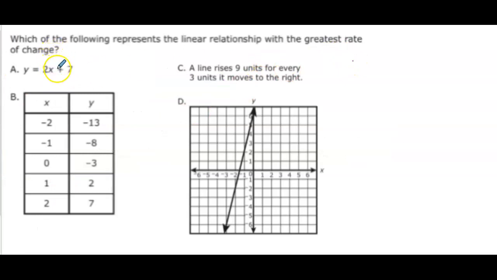Which of the following represents the linear relationship with the greatest rate of change? So we're looking for the biggest slope, because remember, rate of change is slope. Here, my slope is 2 because it's the number attached to x. Over here, it says a line rises 9 units for every 3 units it moves to the right. And 9 over 3, because we do rise over run, equals 3. On the graph, we would have to pick out 2 points and count how many you rise up. 1, 2, 3, 4 over 1. Well, that equals 4. And then on the table, we could do the slope formula, or we could find the rate of change, how much it's changing each time.